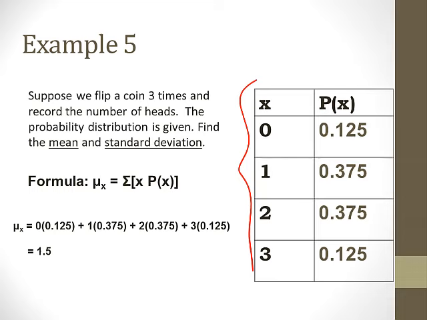Okay, so how do we find the mean? Remember the sigma is just sum, right? So we're just going to sum up x times p of x. So 0 times 0.125 plus 1 times 0.375 plus 2 times 0.375 plus 3 times 0.125. And we get 1.5. So on average, if I flip a coin 3 times, we expect about 1.5 heads to come up. Now obviously I can't get 1.5 heads. This is sort of a theoretical mean, right? So between 1 and 2 heads is what our expectation is.